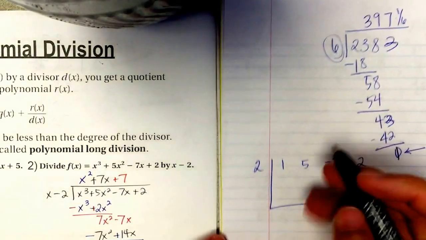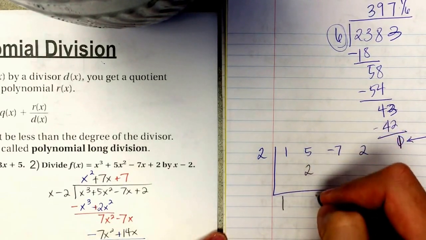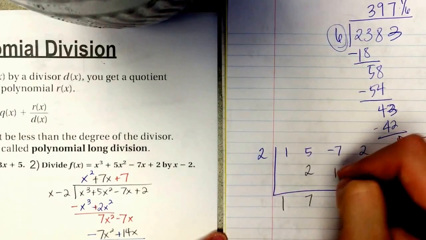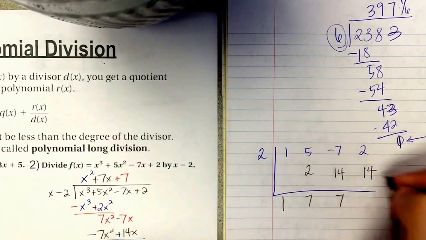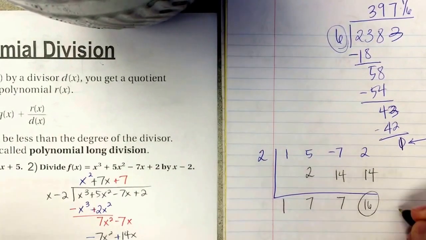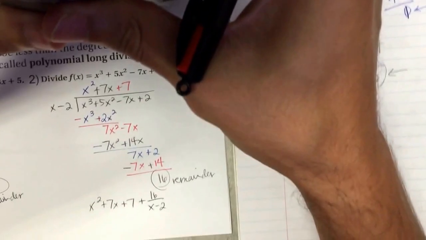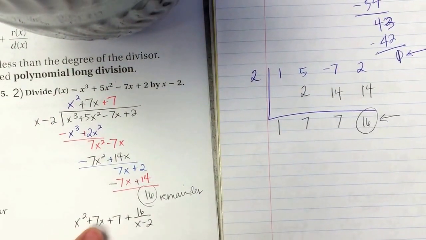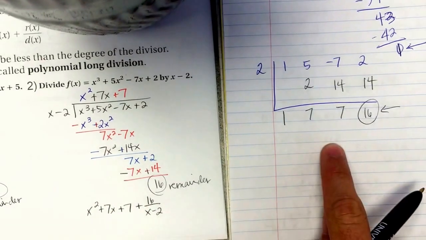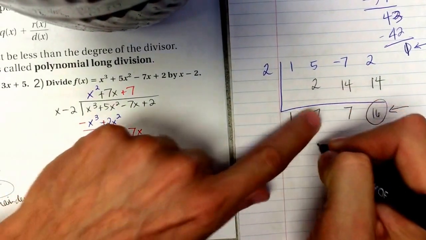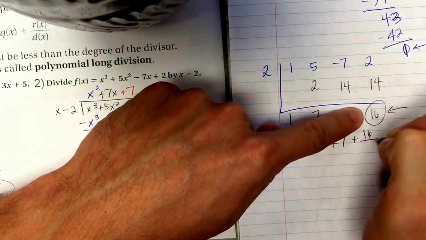The process is drop the first number and multiply. 2 times 1 is 2. Add, you get 7. 2 times 7 is 14. Add, you get 7. 2 times 7 is 14. Add, you get 16. That's my remainder. And if you look at the answer we got doing it the long way, we got x squared plus 7x plus 7, 16 over x minus 2. Same thing here. That's my x squared. There's my 7x. There's my 7. And the 16 over x minus 2.